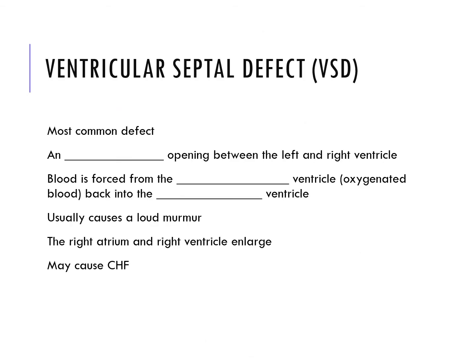This is the most common defect, which is an abnormal opening between the left and the right ventricle, which means blood is forced from the left ventricle, which is oxygenated, back into the right ventricle. This usually causes a loud murmur. The right atrium and the right ventricle usually enlarge during this process because more blood is coming back to it. May cause congestive heart failure. The child can have frequent respiratory infections. Growth and development usually are not affected with this one.